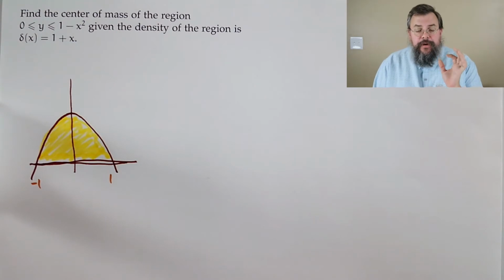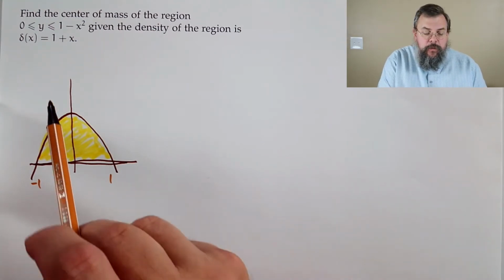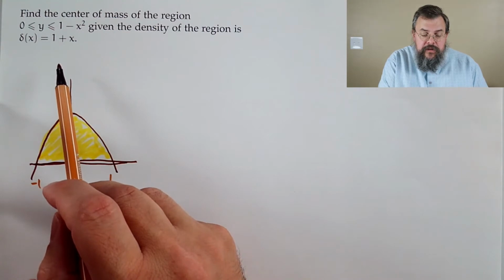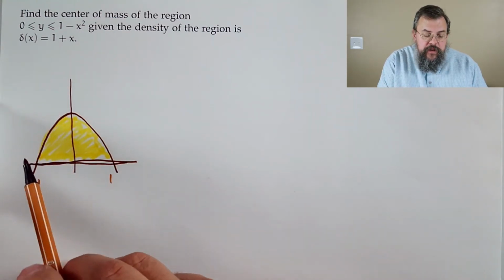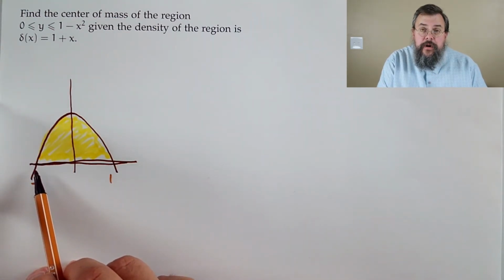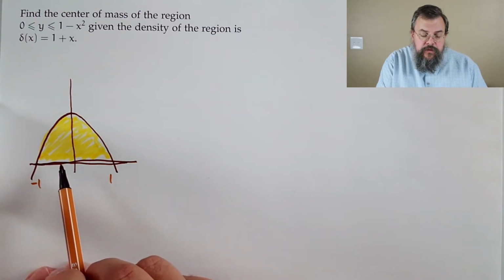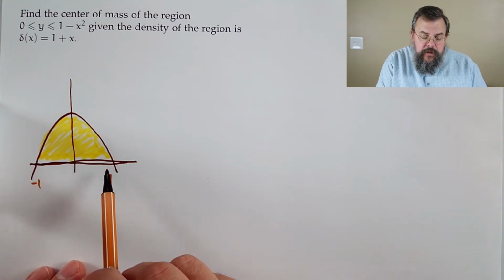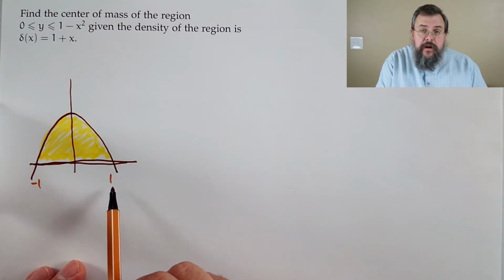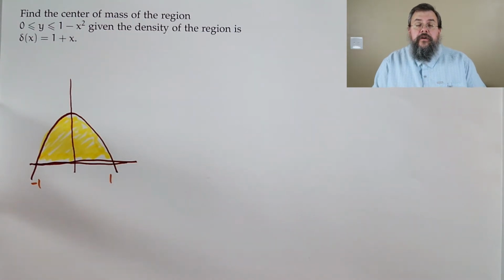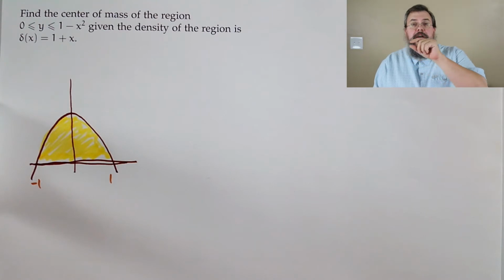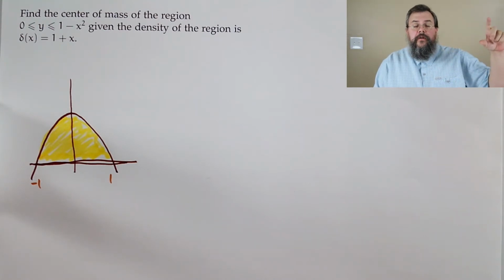The shape is definitely symmetric. No doubt about that. But look closely. Look at the density. It's 1 plus x. So what does that tell us? Well, over here near negative 1, it's very thin. But as we move to the right, near x equals 1, our density is near 2. So as we go from left to right, we get thicker and thicker.